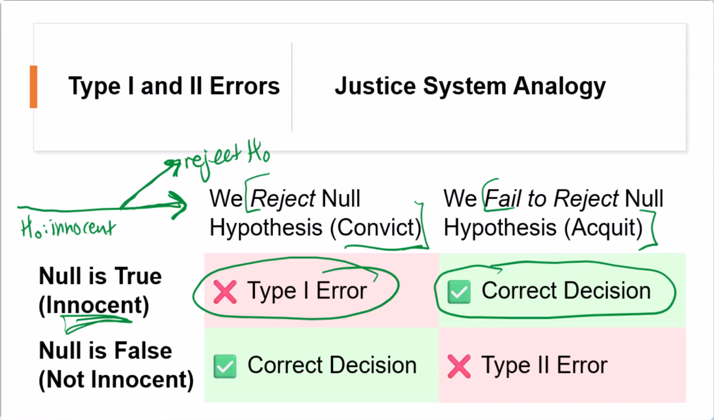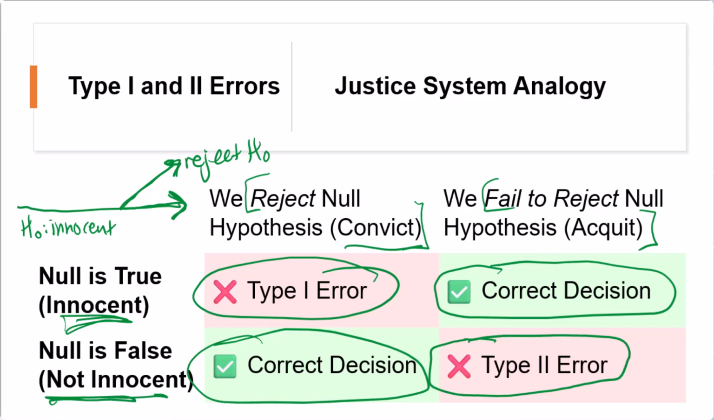Or if we have someone who actually did do whatever they're accused of, we can either convict them, which would be the correct decision, or if we acquitted the person who did in fact do the crime, that would be equivalent to a type 2 error. So in this analogy, the type 1 error is convicting an innocent person. The type 2 error is acquitting a person who is actually guilty.